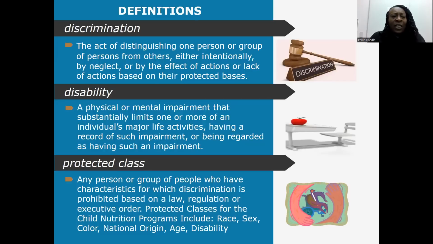And the final definition is protected class: any person or group of people who have characteristics for which discrimination is prohibited based on a law, regulation, or executive order. The protected classes for child nutrition programs include race, sex, color, national origin, age, or disability.